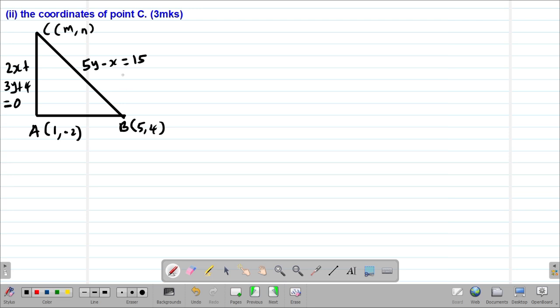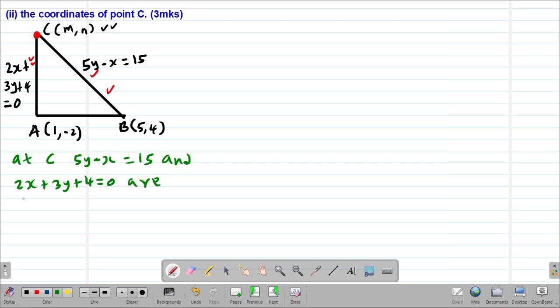Now we need to find the coordinates of the point C. Clearly we can see that at point C, the line BC and the line AC are intersecting. Therefore, at the point C, the equation 5y minus x equals 15 and the other equation which we have found, 2x plus 3y plus 4 equals 0, are simultaneous.